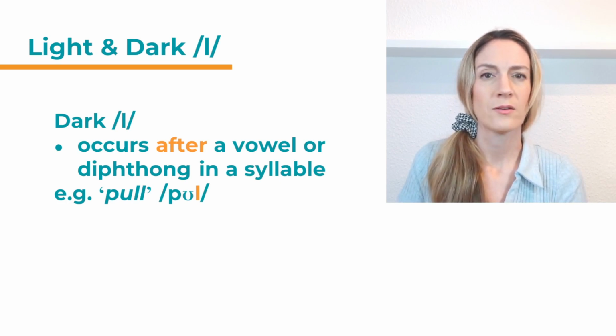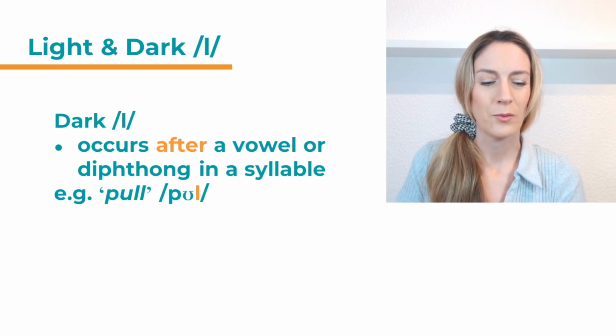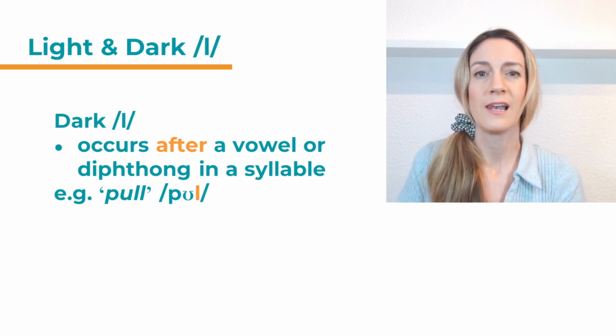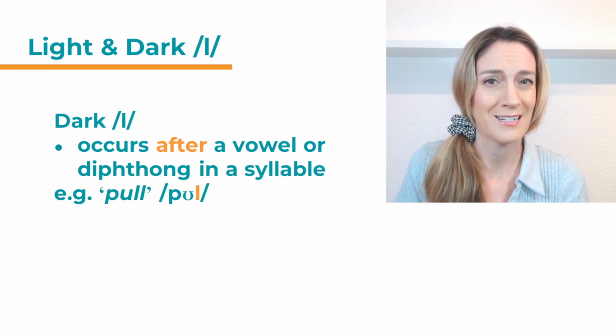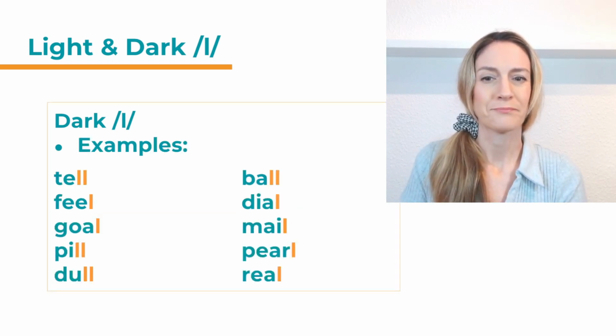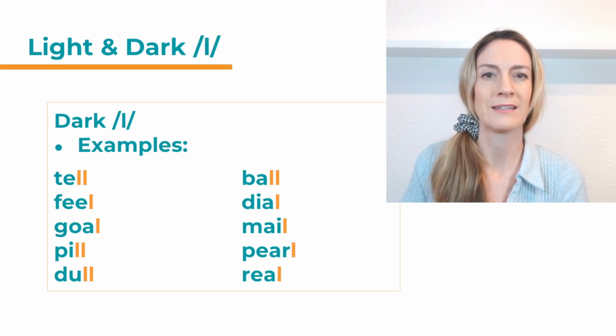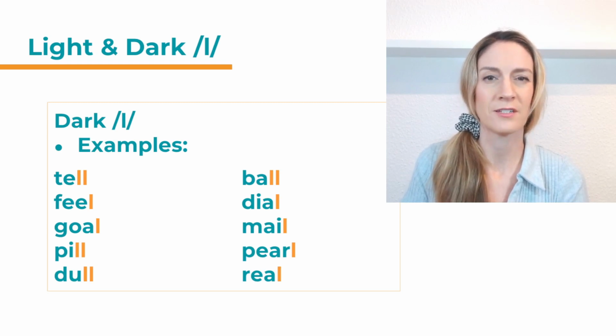Pull. So after we said the vowel O, our tongue needs to rise now. Pull, ul, ul. And it rises towards the velum in the back of your vocal tract. And the quality is different to the light L that we just practiced. Now, the back of the tongue rises to the velum. Let's practice with a few more examples, because I think you can hear and feel the difference quite clearly now.